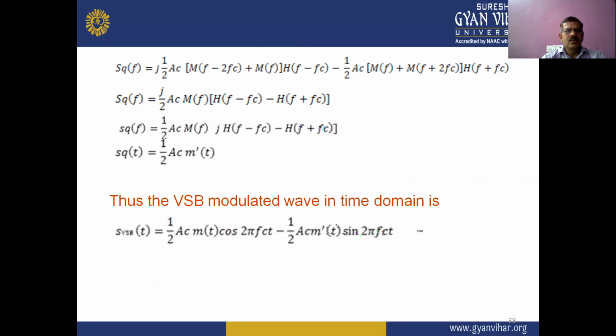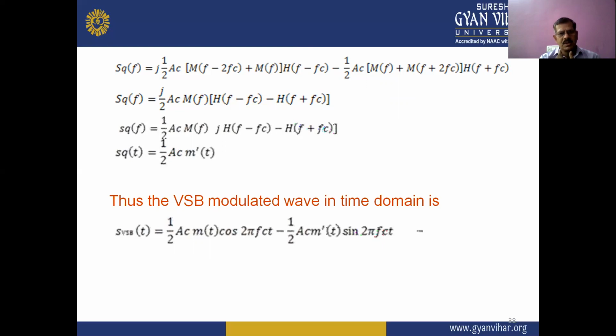And also the quadrature signal S_Q(f) equals j/2 A_c [M(f − 2f_c) + M(f)] H(f − f_c) − 1/2 A_c [M(f) + M(f + 2f_c)] H(f + f_c). And also, simplifying this equation, we can write this signal S_Q(t) equal to 1/2 A_c m'(t).